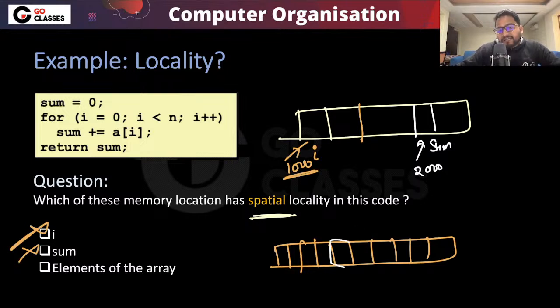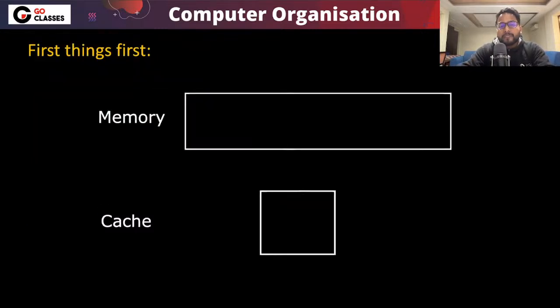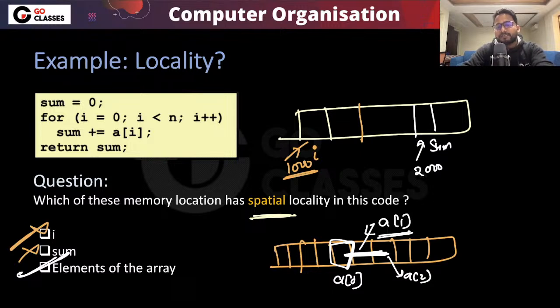If you have accessed, let's suppose, some element of the array which is a0, are you going to access this a1? Yes. Are you going to access this a2? Yes. So you are accessing the nearby elements, right? That's why elements of the array are following spatial locality. Is this understood to everyone? Now let's just move further. I hope this is understood to everyone, as most of you have given the correct answer.